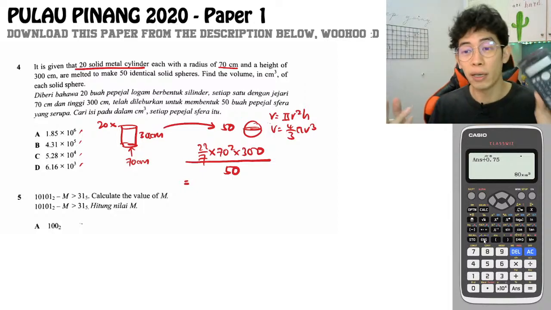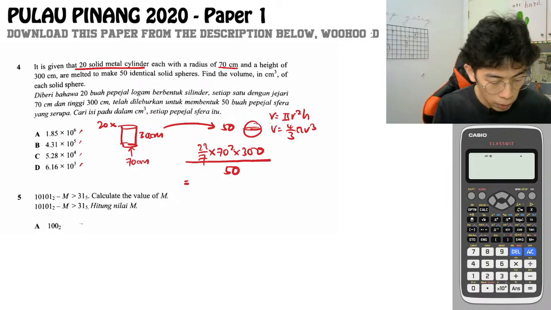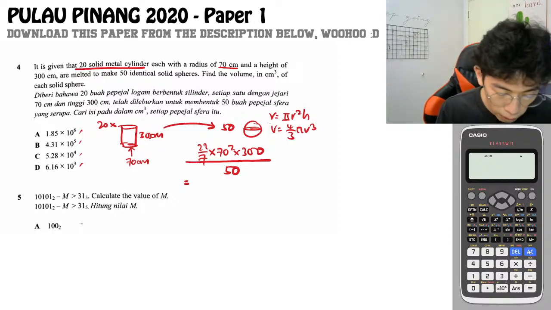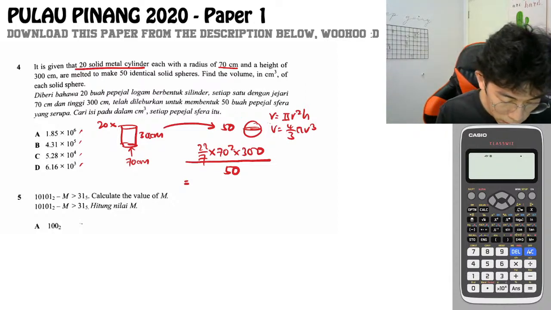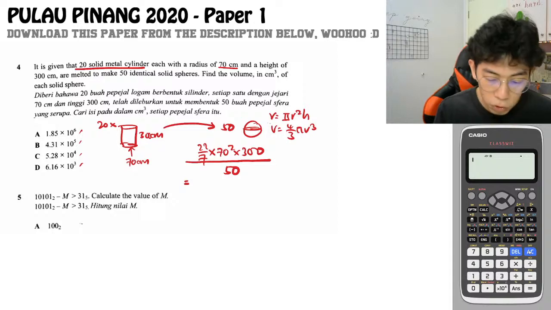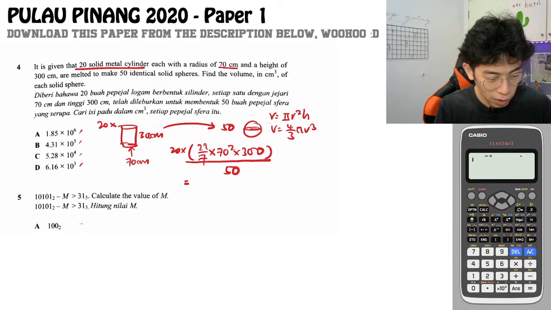So same thing, calculator, but I'm not using the calculator dummy, so just take your calculator and press the relevant keys. So I'm reading it out: 22/7 times 70 squared times 300, and eventually divide by 50. The answer comes out, wait, sorry, I pressed it wrongly. 22/7 times 70 times 70 times 300, and then divide by 50 of them. So your answer comes out, oh, sorry, important, times 20 way.